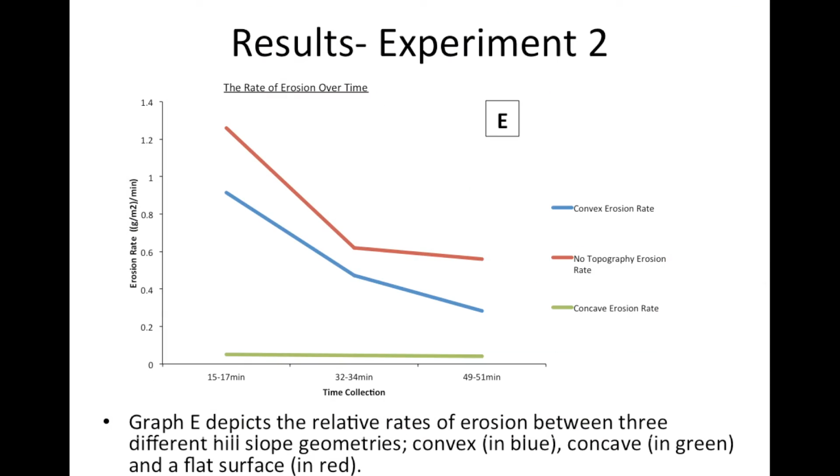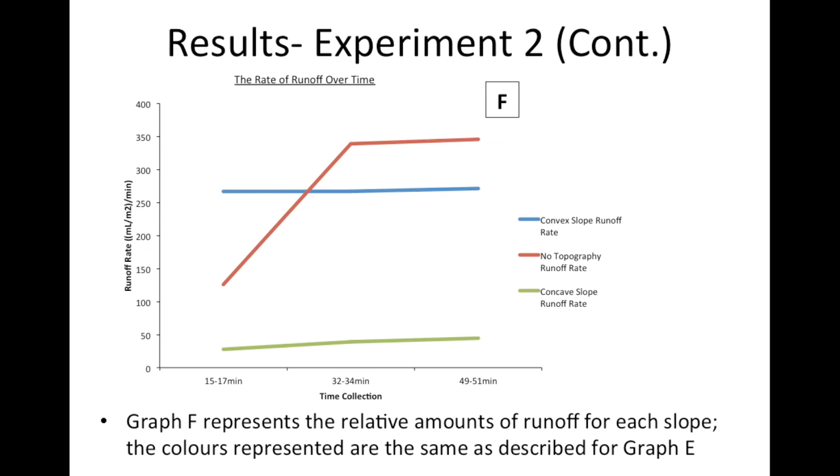This graph is the first part of the results from the topography experiment. It shows the average rates of erosion from between 1 and 3 replicates of the 3 variables, convex, concave and flat. Convex is in blue, flat is in red, and concave is in green.